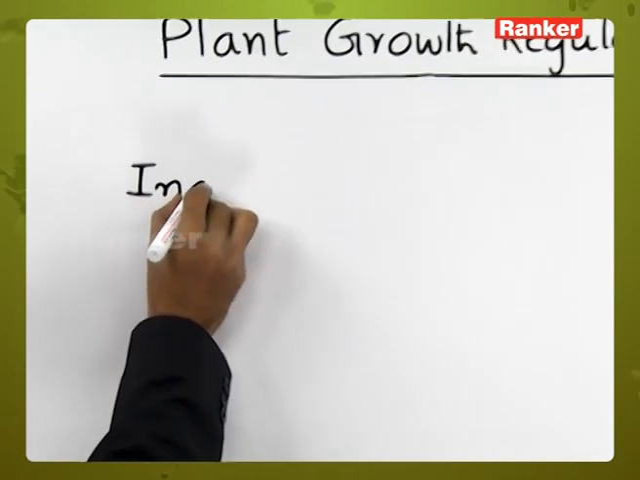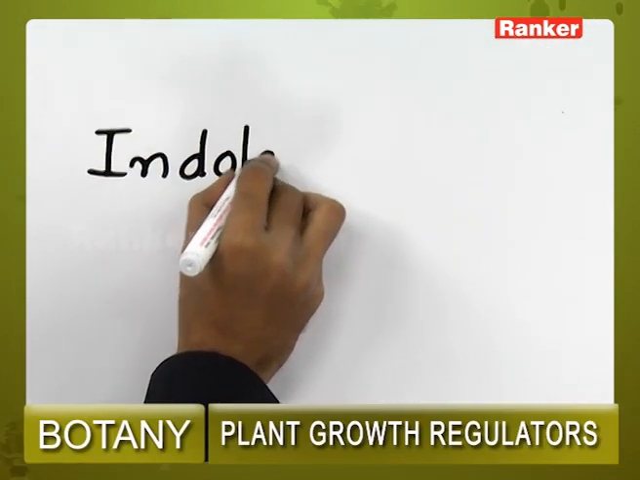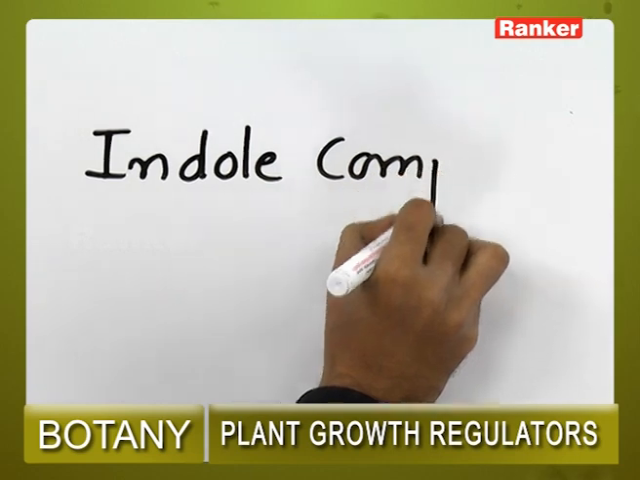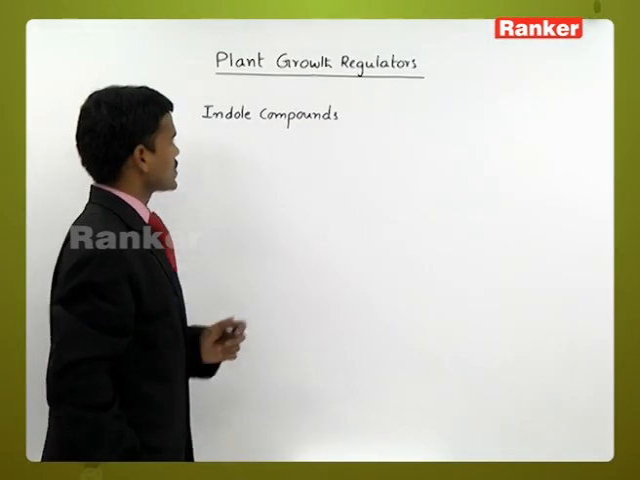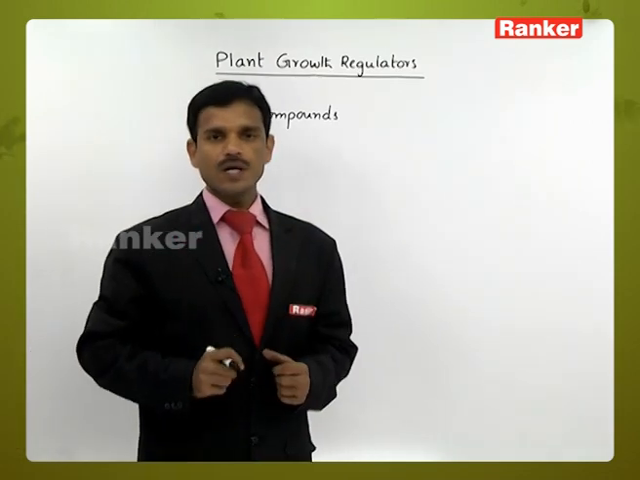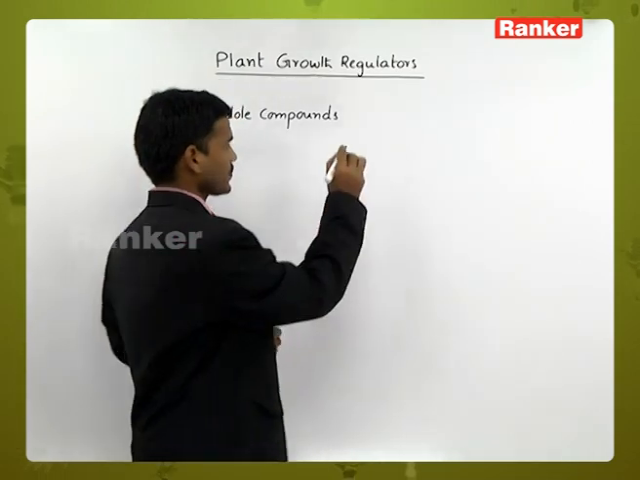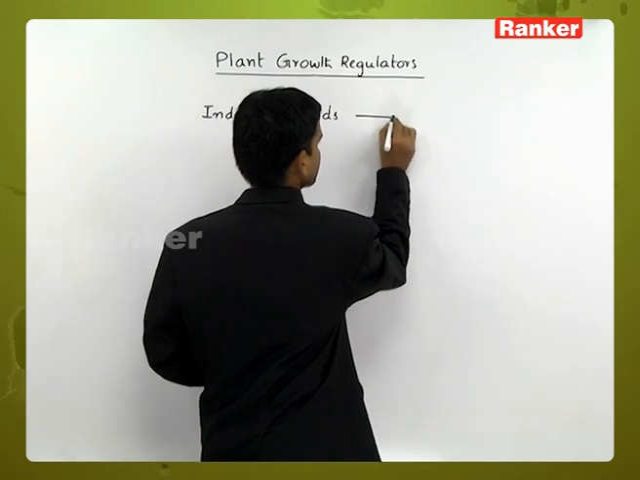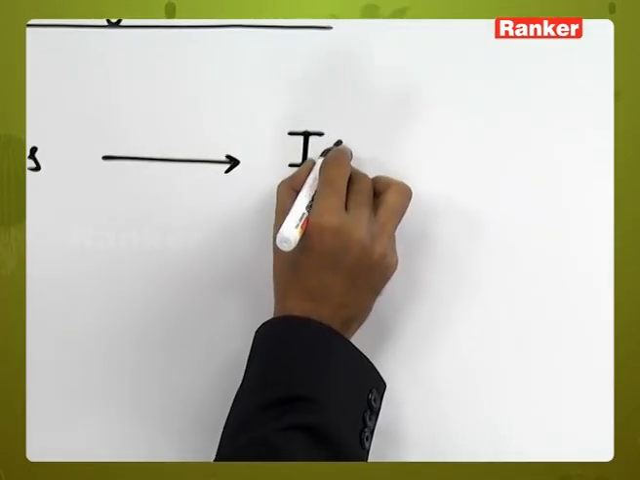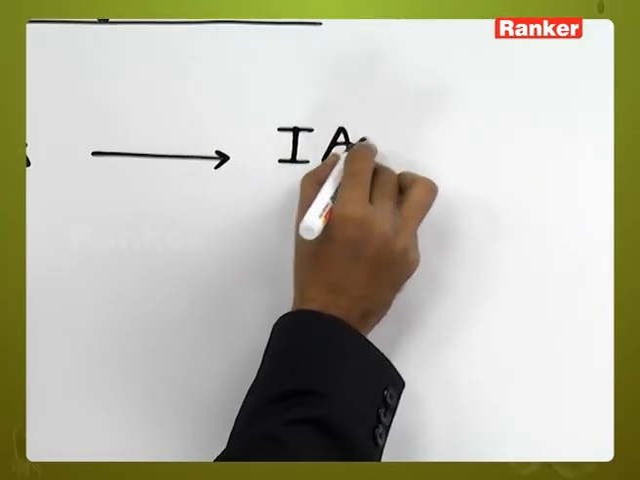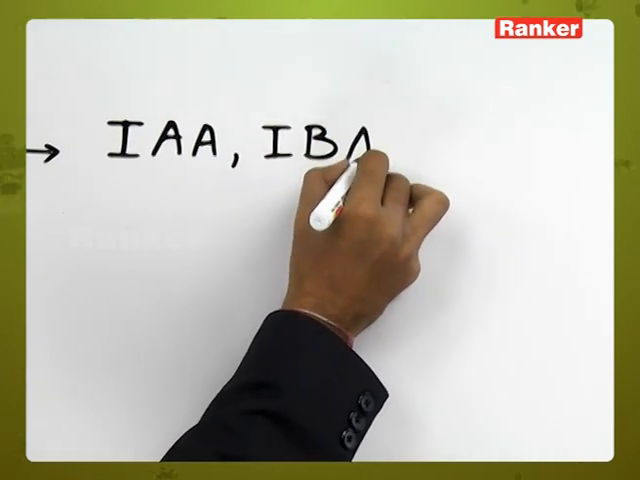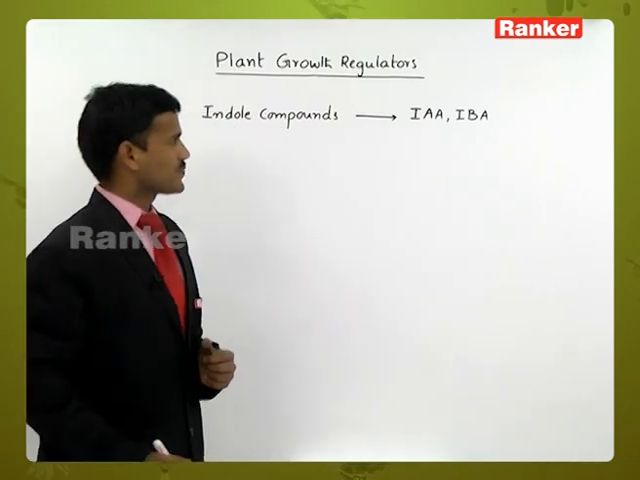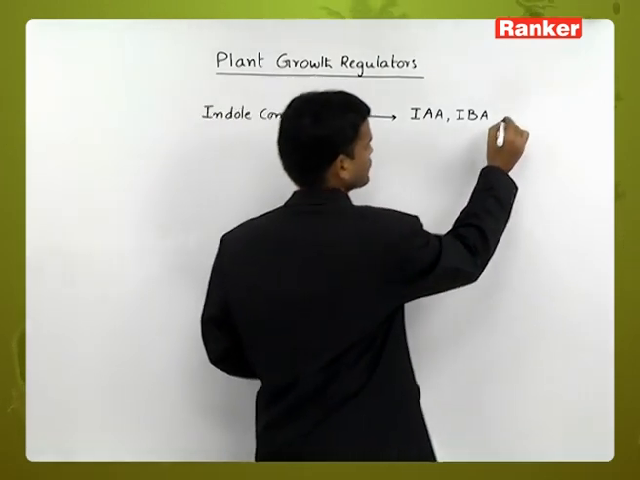Here, indole compounds. From indole compounds, indole acetic acid is synthesized. Indole acetic acid and indole butyric acid are indole compounds. So, these are auxins.